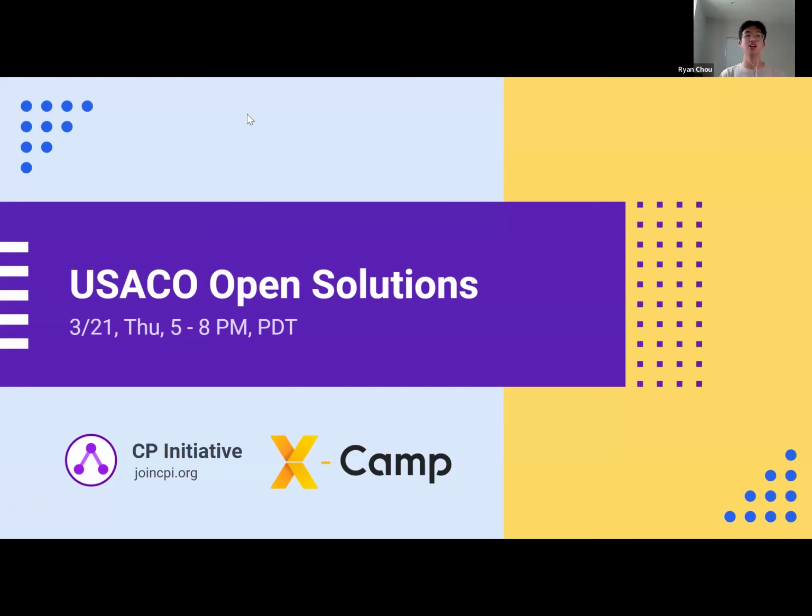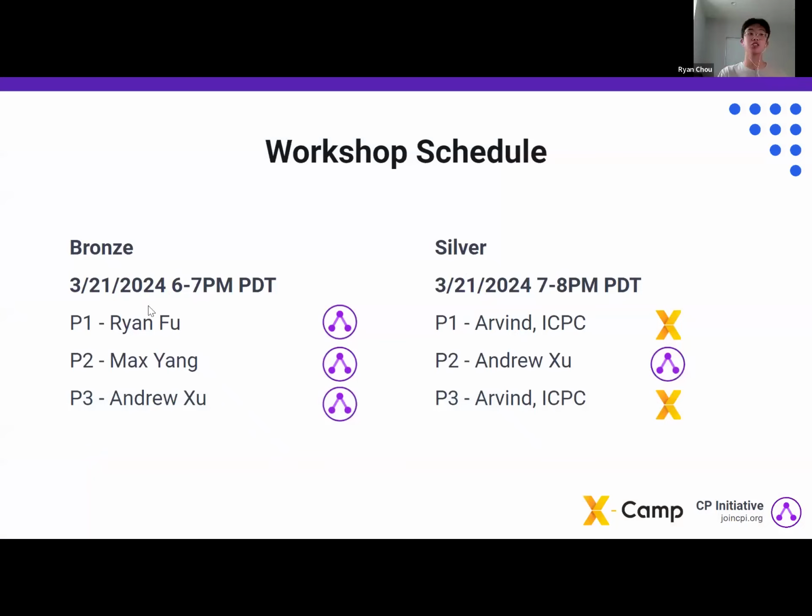So from now until 8 p.m., we'll be covering the bronze and silver solutions. Bronze will take about an hour, and then we might take a break before we start silver solutions from 7 to 8 p.m. For bronze, we have 3 instructors from CPI, and for silver, we have 2 instructors from XCamp and 1 instructor from CPI.